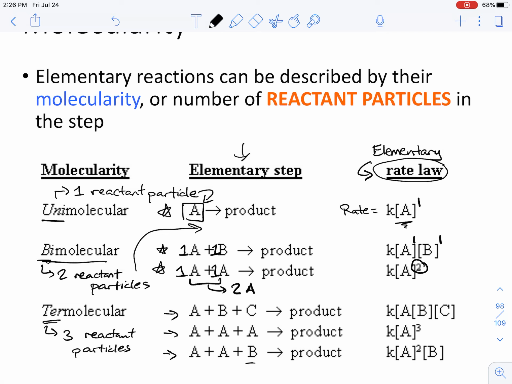And so overall, we can go ahead and write the elementary rate law by simply using the coefficients of the elementary step. So here we have 1, 1, and 1. And so therefore, this is first order, first order, first order. Here we have 1, 1, 1, but they're all the same. So technically, this is third order. Here we have 1 and 1. Two of them are the same, so this is second order, while reactant B is first order.